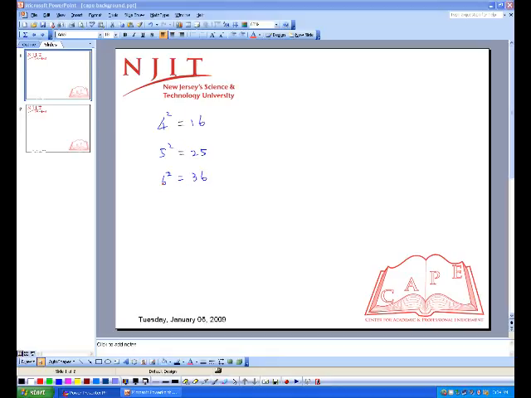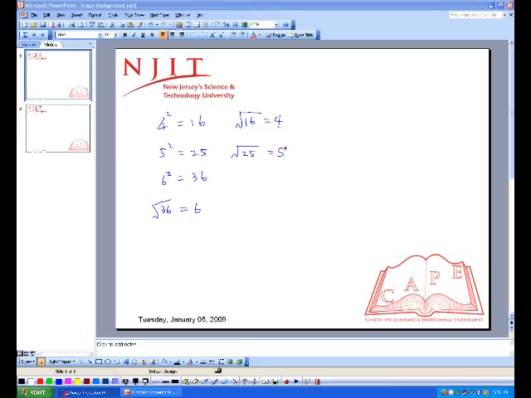So, if 6 square is 36, then the square root of 36, which you write like this, will simply be 6. Okay? So, following the same reasoning, the square root of 16 will be 4. And the square root of 25 will be 5. Okay? So, that's the definition of square root.